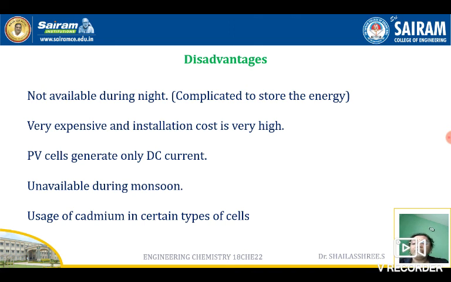It is unavailable during monsoon or rainy seasons, when it is completely covered with clouds. If it is completely cloudy and the sunlight is not there, the efficiency will automatically be reduced. Also, cadmium is used in certain types of cells. The use of cadmium may not be good for the atmosphere as it has adverse effects. So that may be one of the disadvantages.